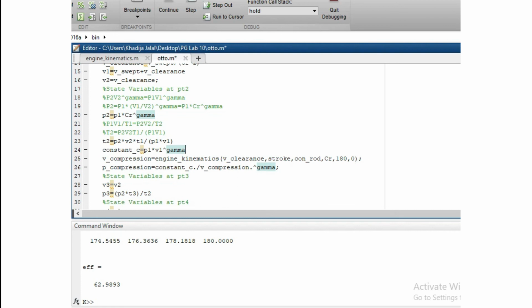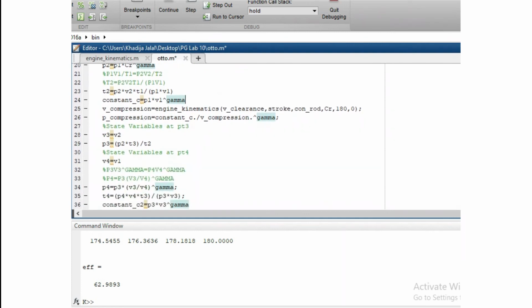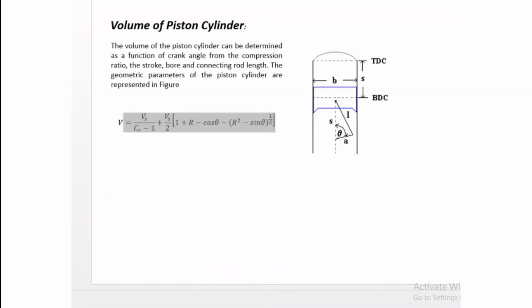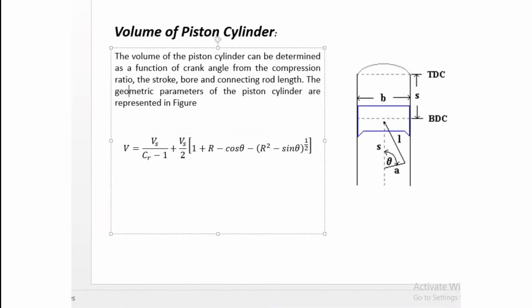Now we are going to find the state variables at point 3. At point 3 we know that the temperature T3 was already given in the data, but volume and pressure were not given. As we have already discussed, from state 2 to 3, we will see it from the graph.